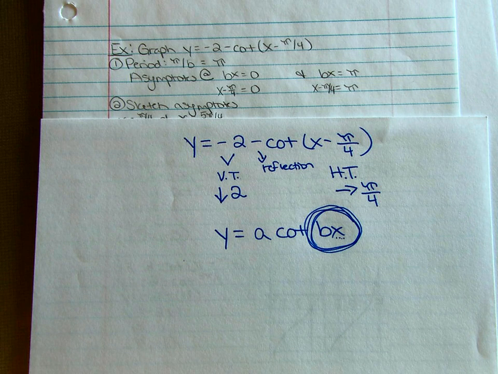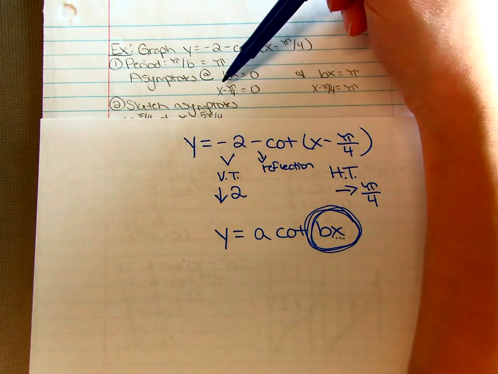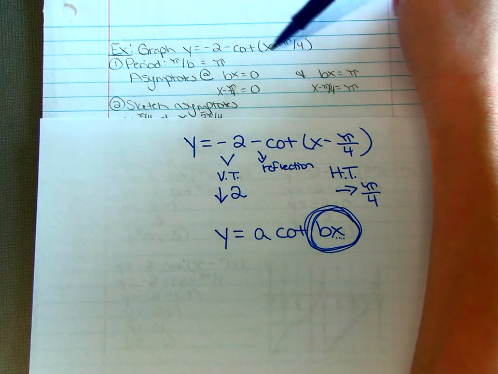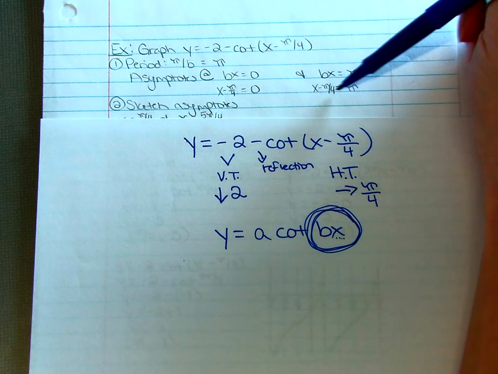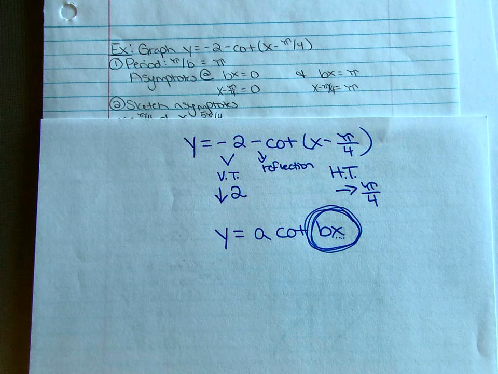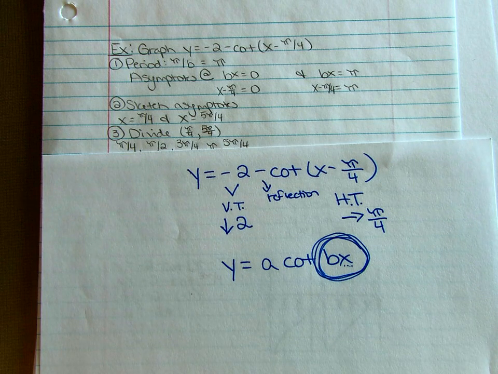So here I didn't just put x equals 0. It's x minus pi over 4, because that's everything that's inside of my function. And then I did x minus pi over 4 equals pi. And you have to solve those in order to find out where your asymptotes are. So if I add the pi over 4 over, I have x equals pi over 4. And again, if I add it over, I get 5 pi over 4. That's where my two asymptotes are going to lie.